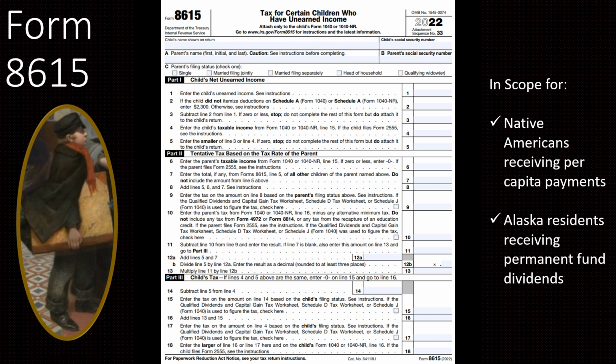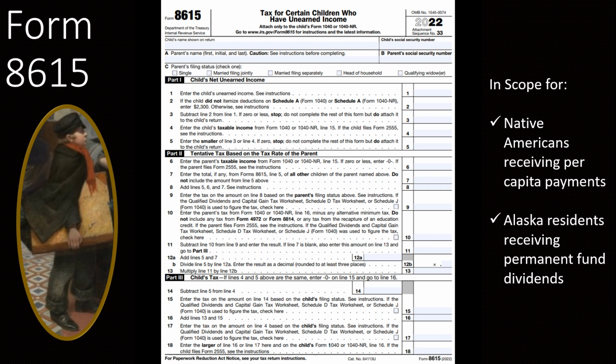So if this child does end up being subject to the Kiddie Tax, then we're going to be looking at Form 8615. That's where this income is going to flow onto the return to determine what the child's tax rate is going to be based on what their parents' tax rate will be. And you'll see this is really called the tax for certain children who have unearned income. Kiddie Tax is a lot more snappy and catches your attention.